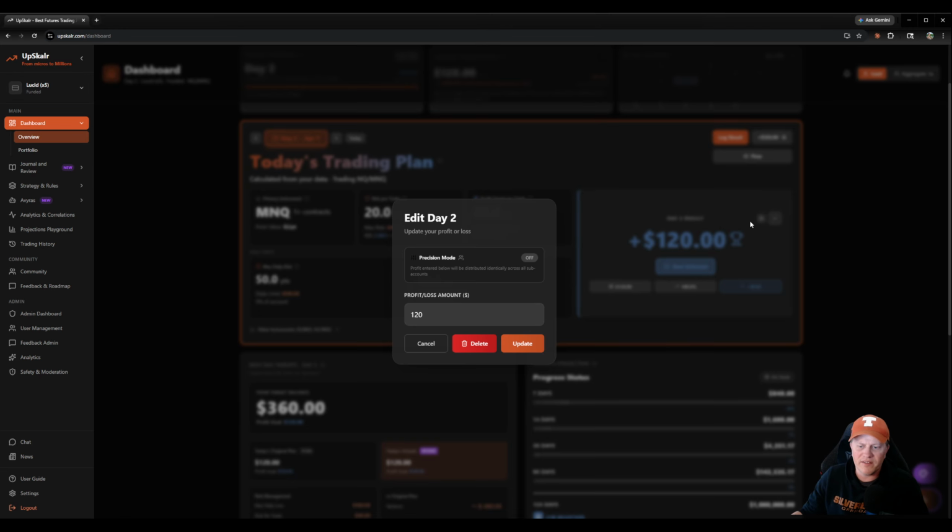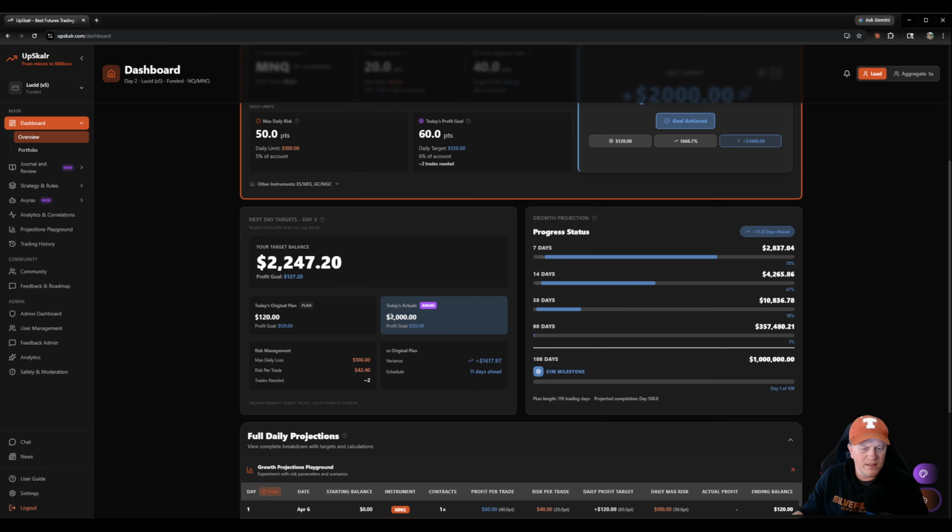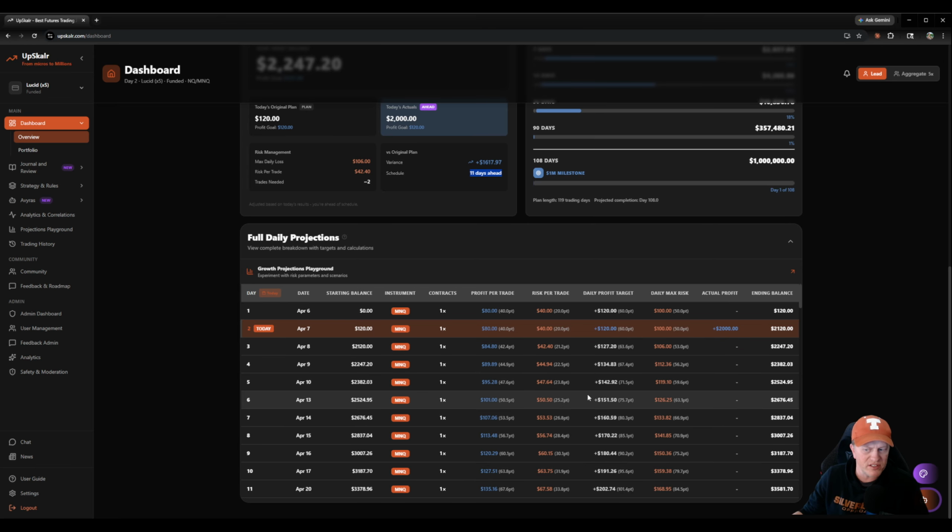Let's say I want to edit this trade, all right? And I'm just going to say, let's just do a crazy number. Let's say I just had a really unbelievable day. I made $2,000. All right. Now you can see the goal was 120. Actual was 2,000. At this point, because of that really amazing day, I'm 11 days ahead of schedule when it comes to the projections down here.